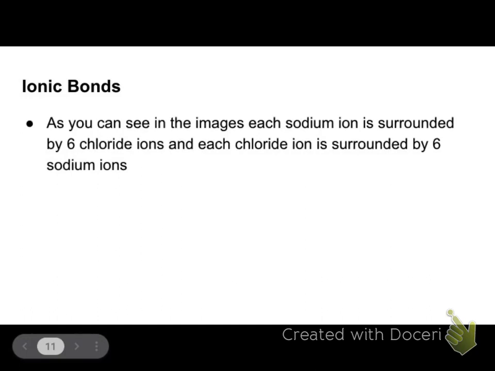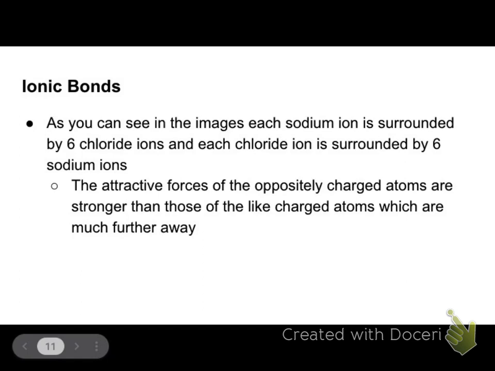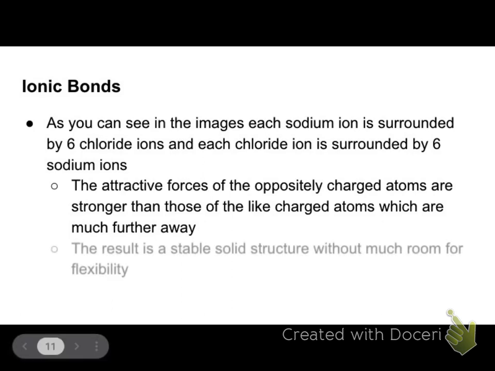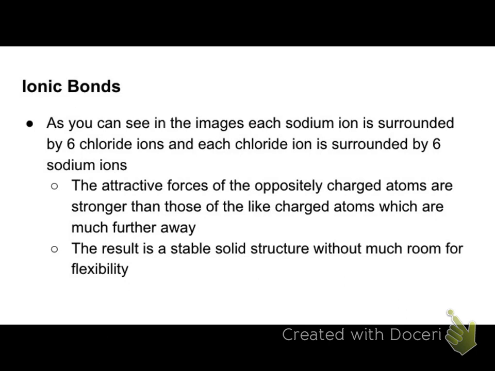Okay. As you can see in the images, each sodium ion is surrounded by 6 chloride ions, and each chloride ion is surrounded by 6 sodium ions, and the result of this is that the attractive forces of the oppositely charged atoms are stronger than the repulsive forces, because the like-charged atoms are placed much farther away from each other than the oppositely charged atoms. So it allows those attractive forces to be greater and produces a very stable and very solid structure, but it doesn't allow a lot of room for flexibility. So these tend to be very rigid compounds.